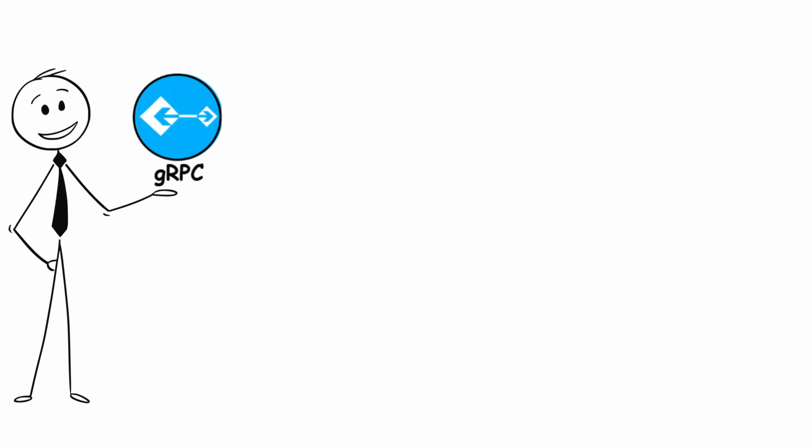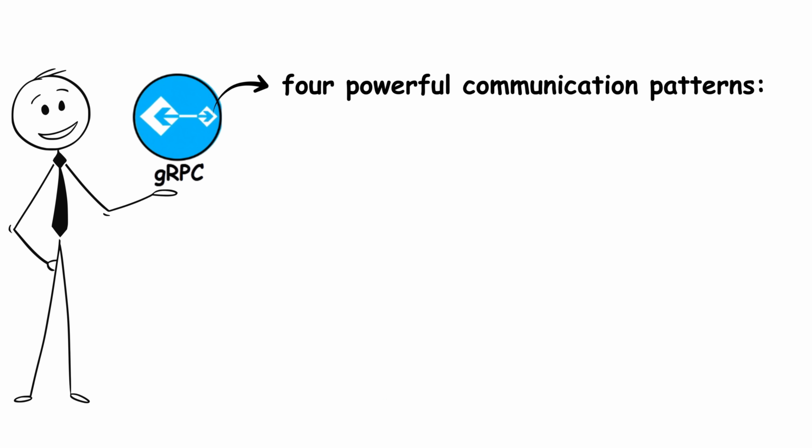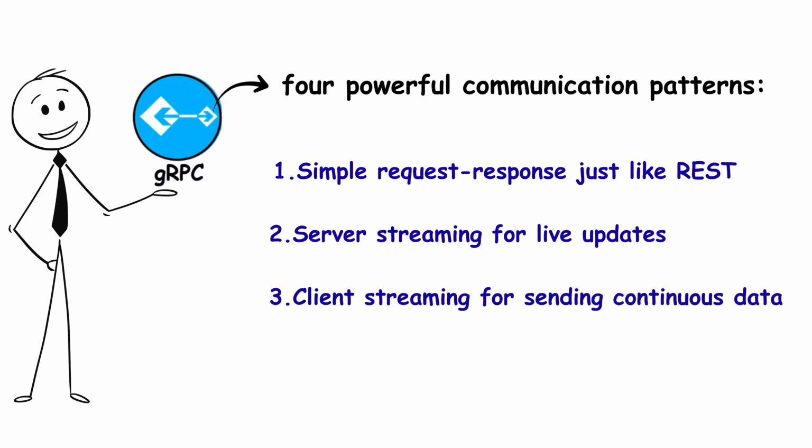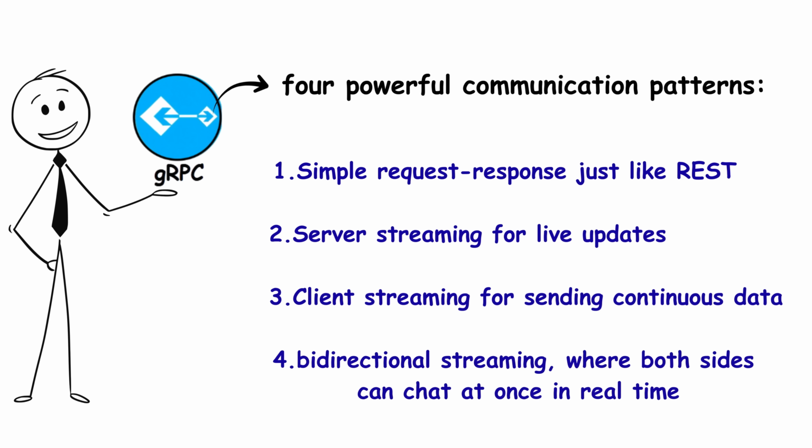And here's the best part. gRPC supports four powerful communication patterns. Simple request-response, just like REST. Server streaming for live updates. Client streaming for sending continuous data. And bidirectional streaming, where both sides can chat at once in real time.